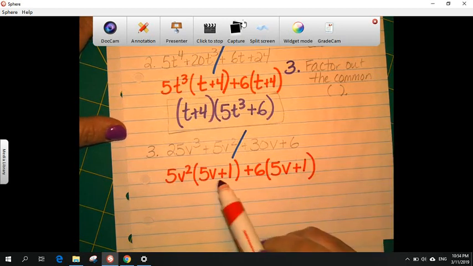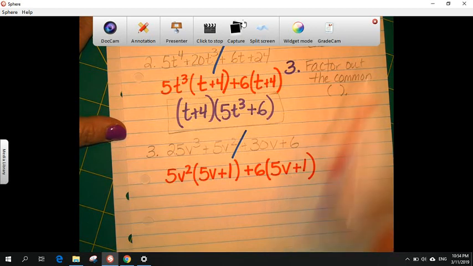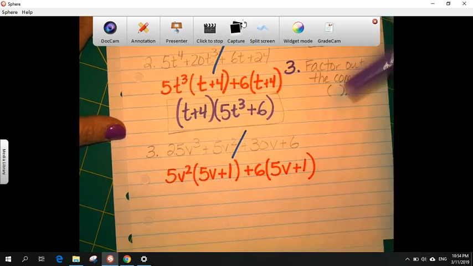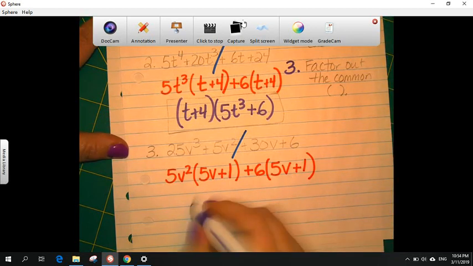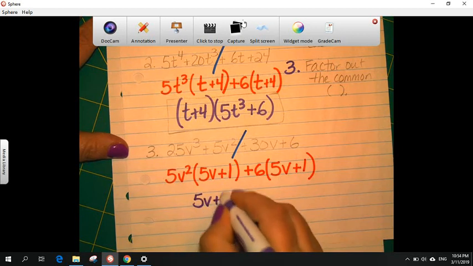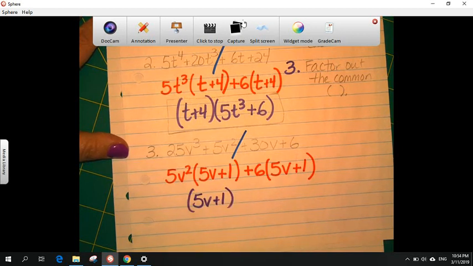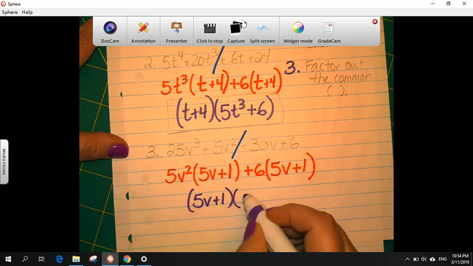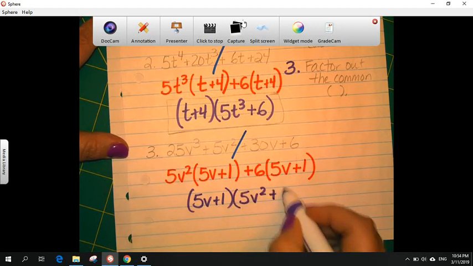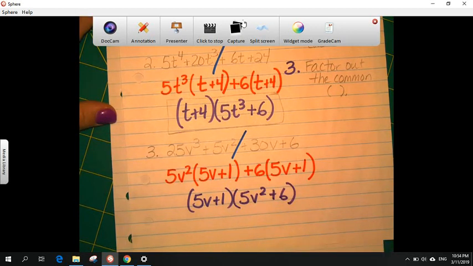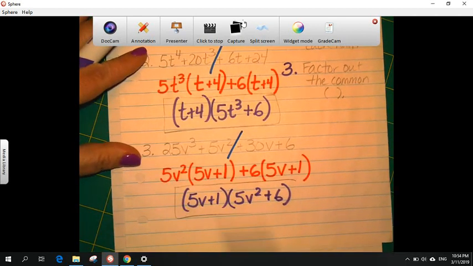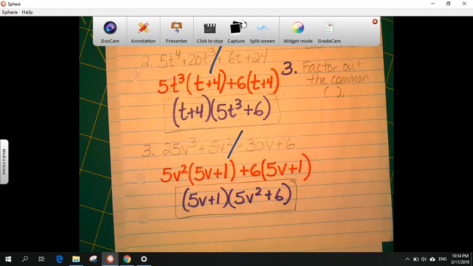Once again, we've got matching sets of parentheses. So with those matching sets of parentheses, that becomes one of the parentheses in the final answer. And then what we pulled out, the 5v squared plus 6, is the other set of parentheses. There we go. By the way, this was number 7 on the homework.